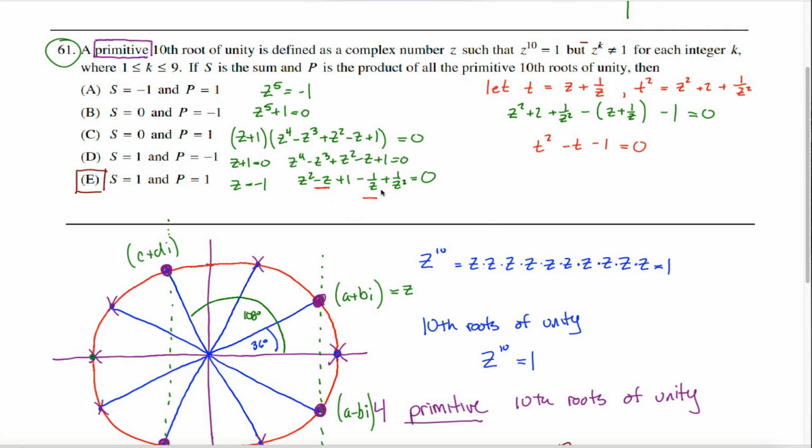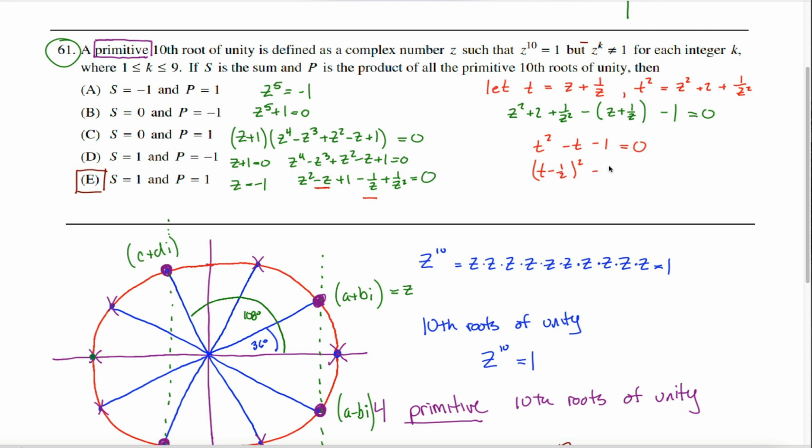I've gone from a 4th degree polynomial, which is difficult to solve, to a 2nd degree polynomial, which is pretty easy to solve. I don't know, quadratic formula, complete the square, whatever you like. Maybe I'll rewrite this as t minus 1/2 squared. That gets me my t squared and minus 1t. Unfortunately, it also gets me a plus 1/4.